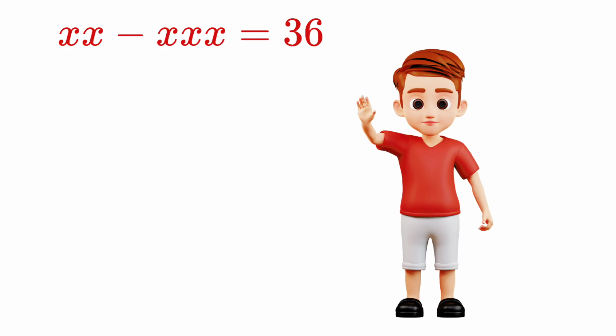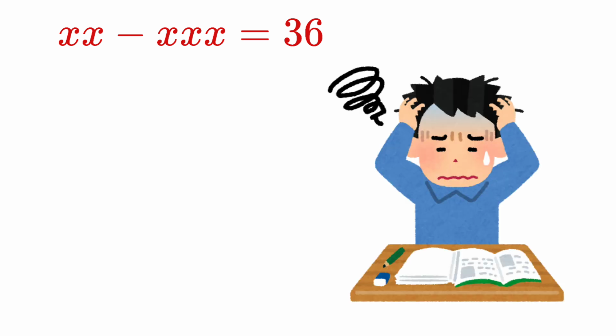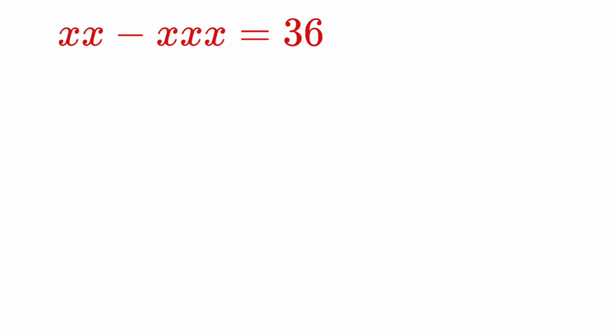This one equation has 3 answers, and most people find only one answer. Let's uncover all of them like detectives. This is considered one of the most difficult questions in the Math Olympiad. Our question is x^x minus x^(x^x) is equal to 36. We can rewrite it as x square minus x cube is equal to 36. Our job is to find the value of x.